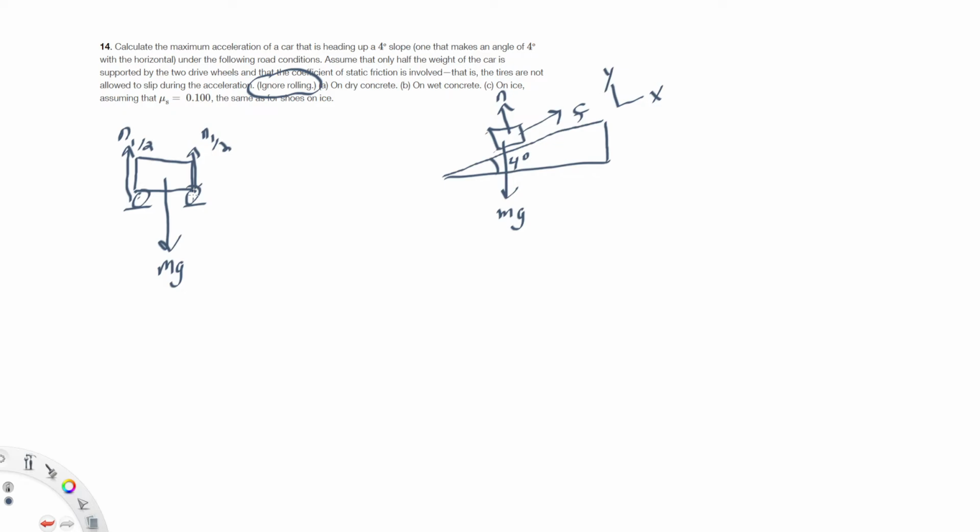So when we go to calculate the static frictional force between your tires and the surface, only half the normal force is going to count toward your front tires. Half of it's going to go to your back tires. So they do say assume that half the weight of the car is supported by the two front drive wheels. If you're on a slope, in reality, more of your weight is going to go on your back wheels, if your car was uniform in its mass distribution.